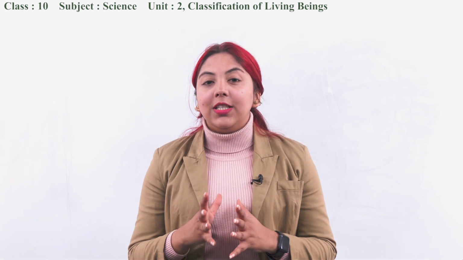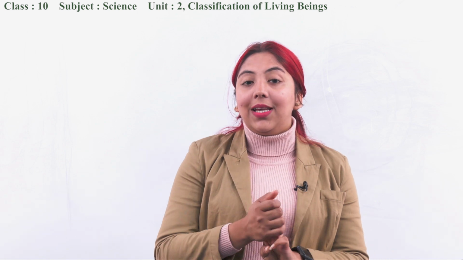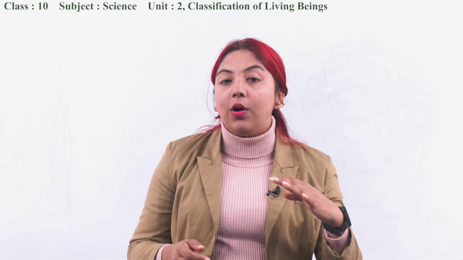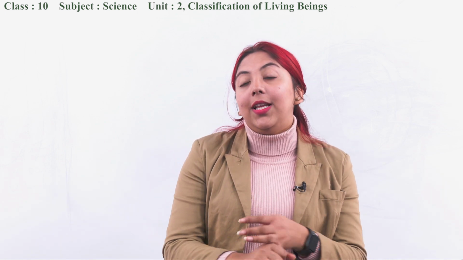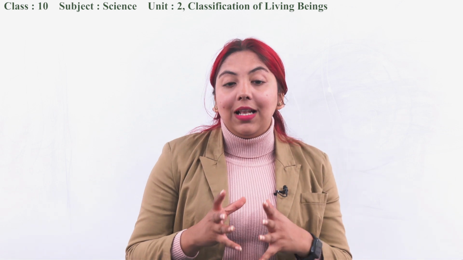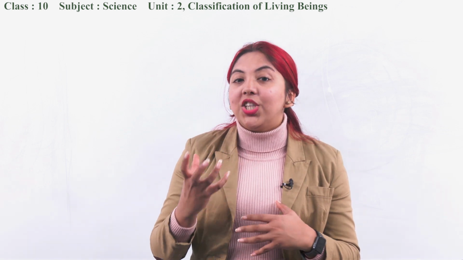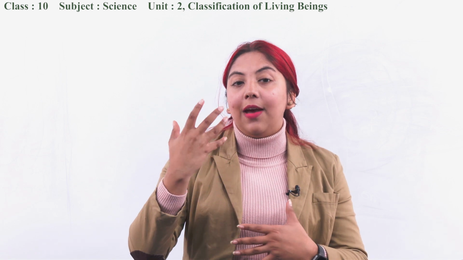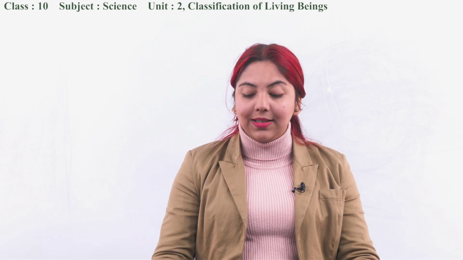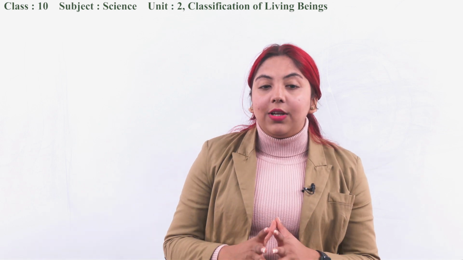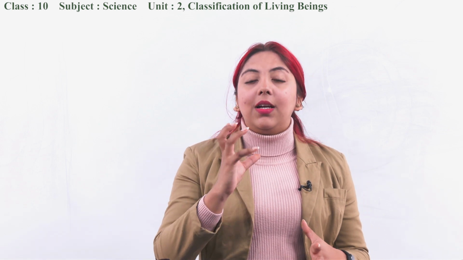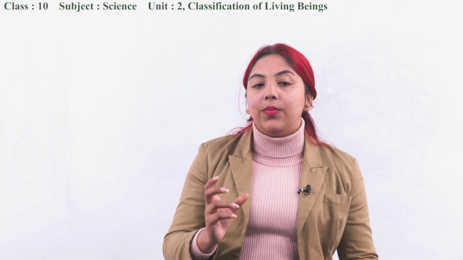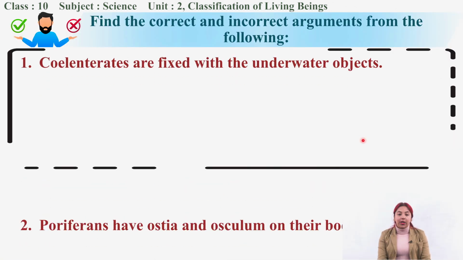Now, we have already studied 3 phyla in this class, and we also studied one phylum, the Porifera, in the previous class. Now, I'll ask you guys some questions related to all these 4 phyla so that I can see if you have understood what I have taught you until now or not. Now, the first question I have for you is, you have to find the correct and the incorrect arguments from all of the following points.